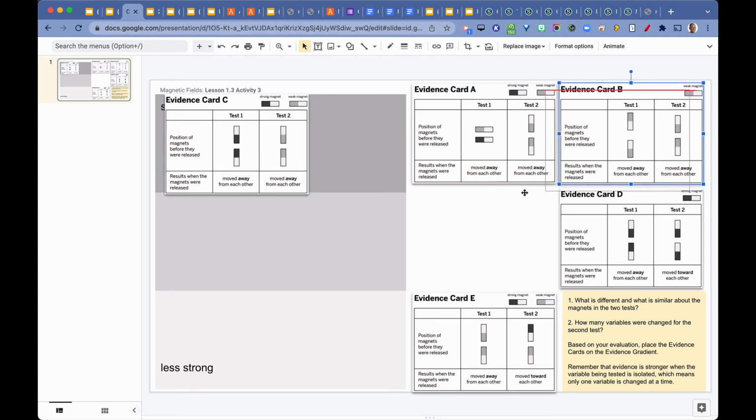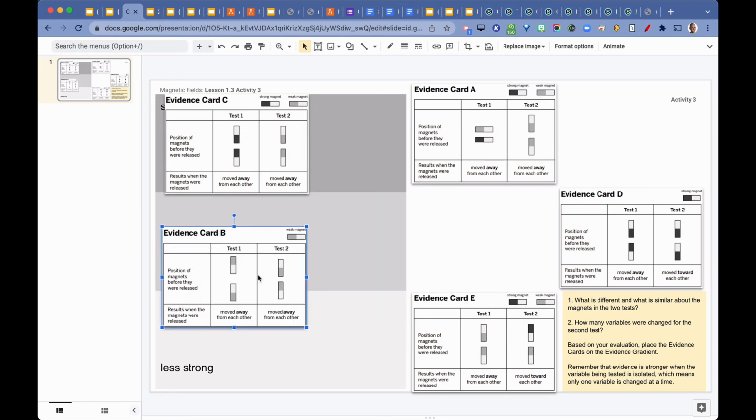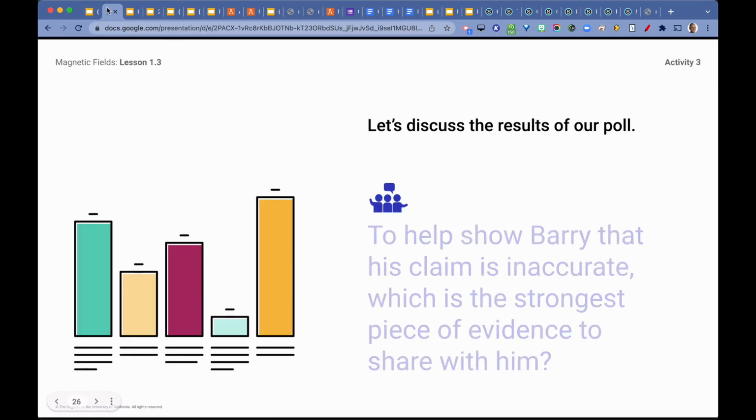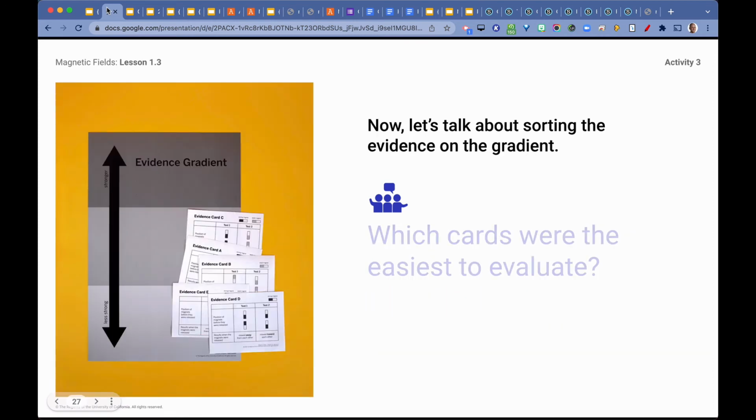Let's take a look at this one, where we have same magnets, same strength, they're both weak. The alignment from test 1 is different from test 2, so that's changed. But also look at the distance. The distance is farther in test 1 and test 2, so probably a little bit less strong evidence. All right, so they had to sort through all those evidence cards. All right, so then we clicked on they had to identify which claim is the strongest piece of evidence to share with them. So we took a look at that.